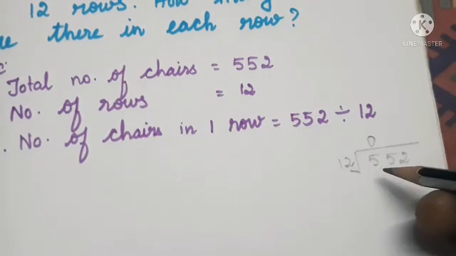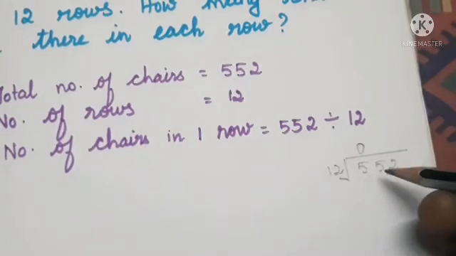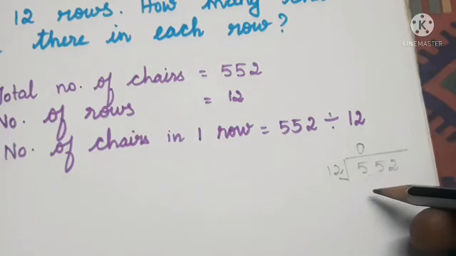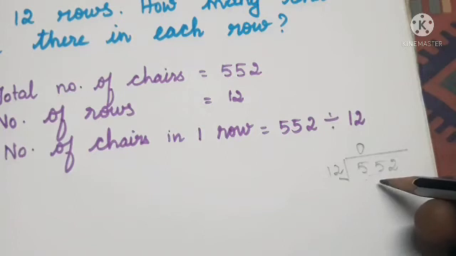If you take the tens place value together with the hundreds place, we will get 5 and 5. It will make 55. Now we have 55. So in 55, how many 12s are there? 1 12 is 12, 2 12s are 24, 3 12s are 36, 4 12s are 48, 5 12s are 60. It will be greater than 55. So we can take 4 12s, which are 48.